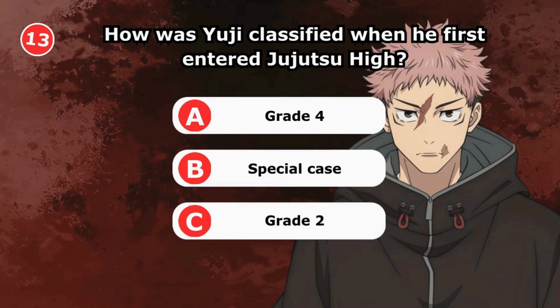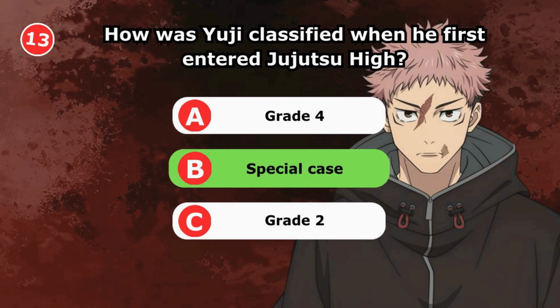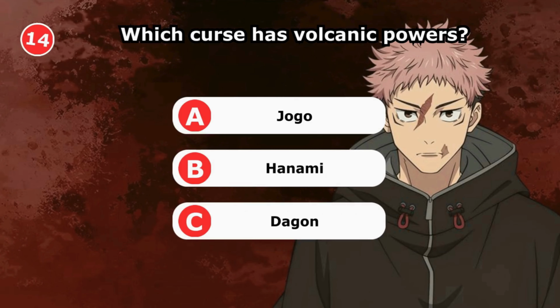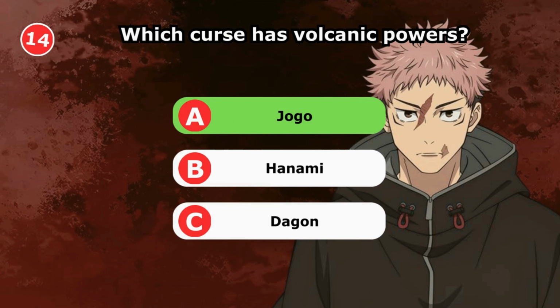How was Yuji classified when he first entered Jujutsu High? Special Case, a unique student with no official grade at the start. Which curse has volcanic powers? Jago, the fiery disaster curse capable of erupting devastating flames.